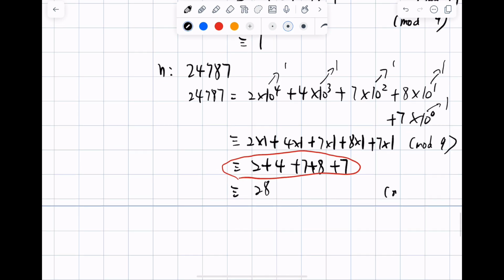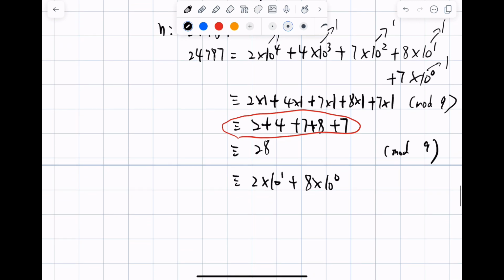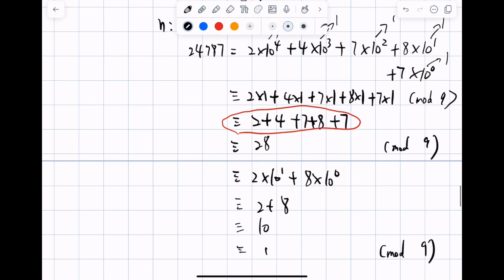And then under mod 9, this is actually again 2 times 10 plus 8 times 10 to the power of 0. And again it becomes 2 plus 8, and it becomes 10, and it becomes 1. Oh, sorry, it becomes 1 here under mod 9. So this is why it's so amazing. You see, there are 2 sums of digits here. So basically when you take mod 9, the operation is done automatically, from the math perspective. So this is the beauty of it.